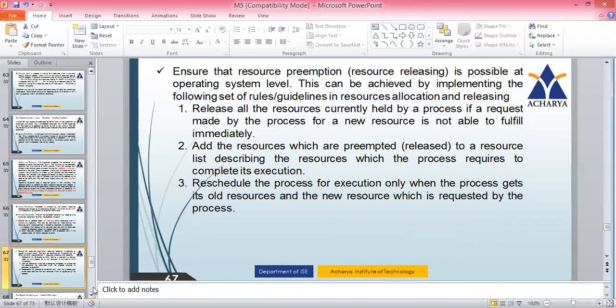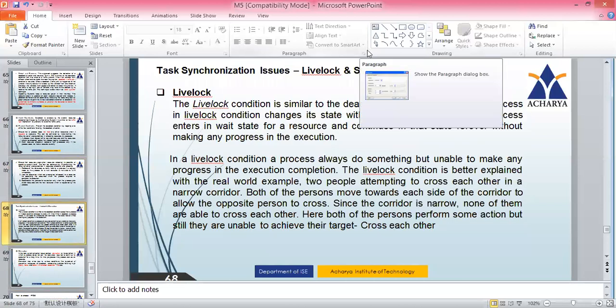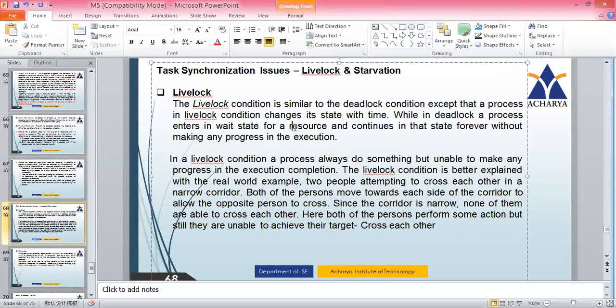So now let's go to the next type of task synchronization issues, that is livelock and starvation.